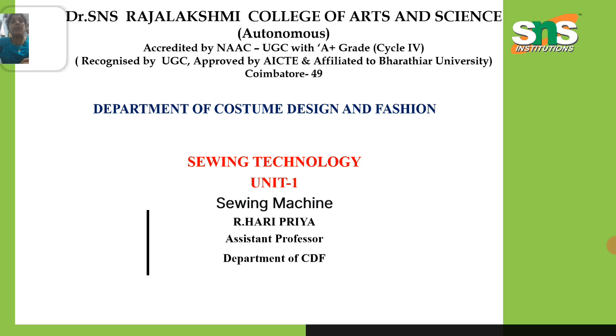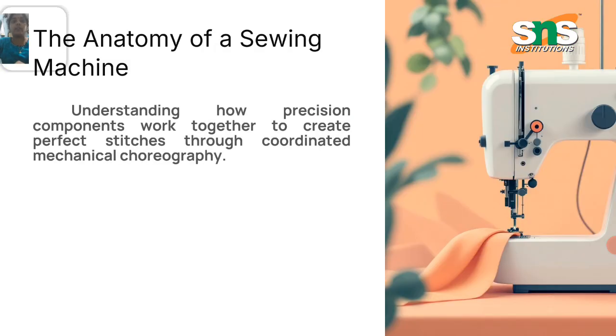So in this video, we are going to see about the anatomy of a sewing machine. Anatomy, in name, means the parts and functions of a machine. Understanding how precise components work together to create a perfect stitch through coordinated mechanical choreography. It is mainly how the needle has to work, how the machine parts have to work, and what all the parts in the machine are. We have to concentrate on every part, how it works, and what the procedure behind the stitching is. We are going to see those things today.